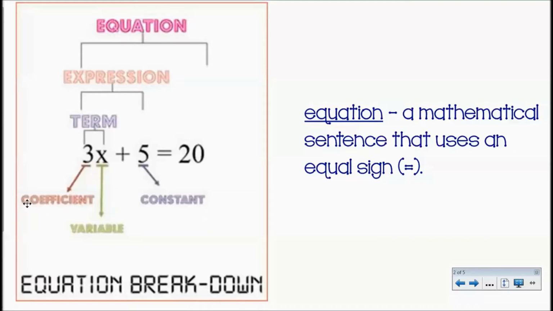We looked at words like coefficient, variable, constant term, expression. We pointed those out in there. This is the breakdown of an equation. So what we're looking at is the whole thing. An equation is a mathematical sentence, meaning it has a verb in there, and the verb is equals, that uses an equal sign. So you have an expression, which is just half of the equation. You have an equation, which is the whole thing. And later in the year, we're going to look at an inequality, a not equal sentence.